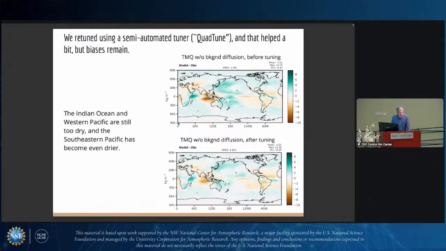So we decided to retune using a semi-automated tuner called QuadTune, and that helped, but biases still remain. So this is where we were with this dry bias here, and then this is where we end up after tuning. The dry bias in the Indian Ocean is reduced to some extent, but the dry bias over the Eastern Pacific is actually made worse.